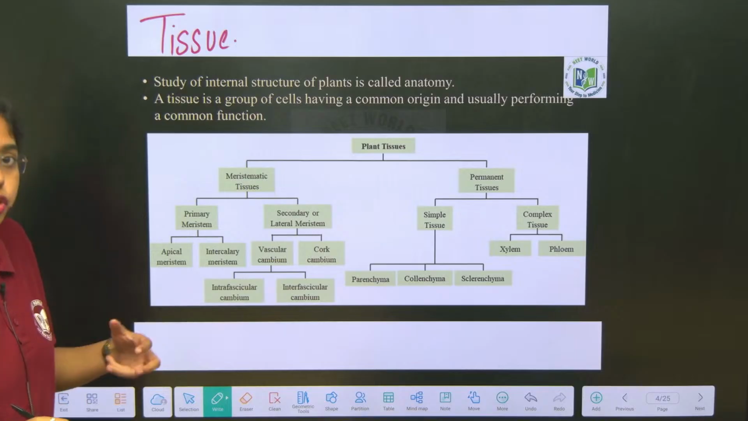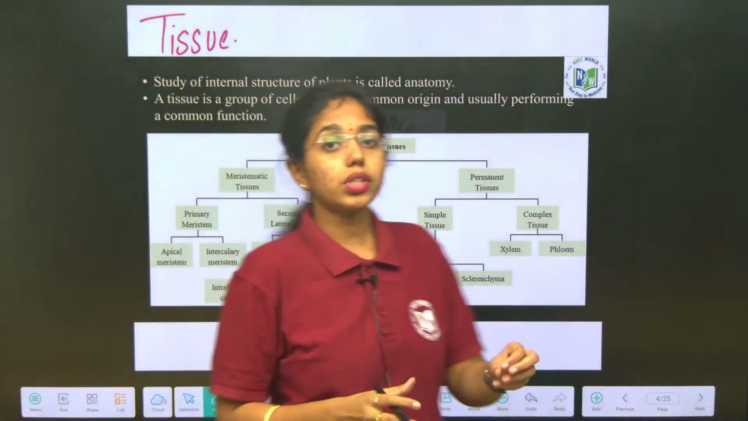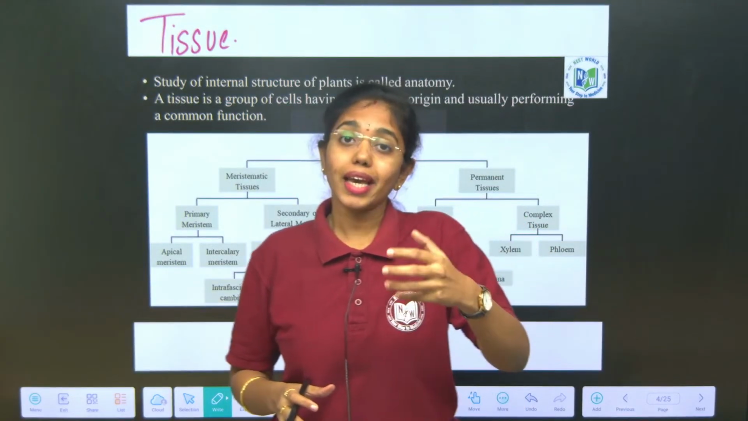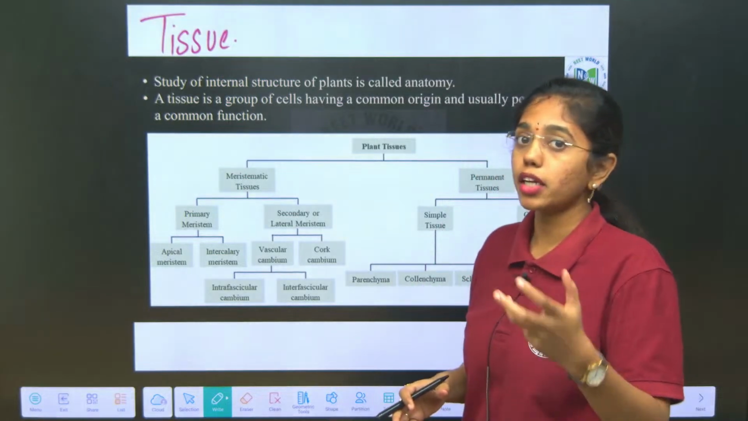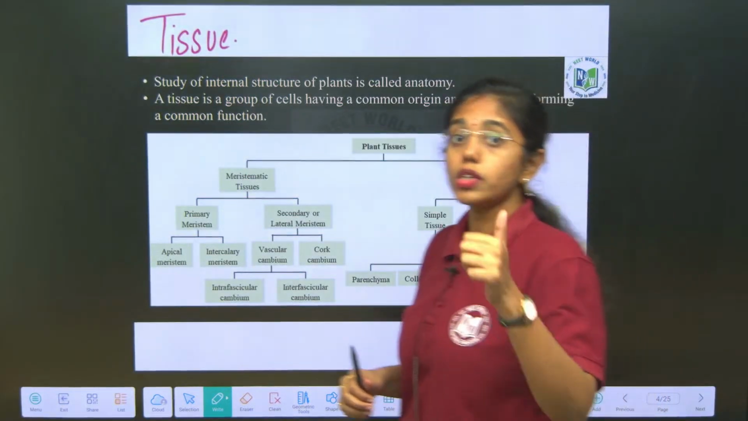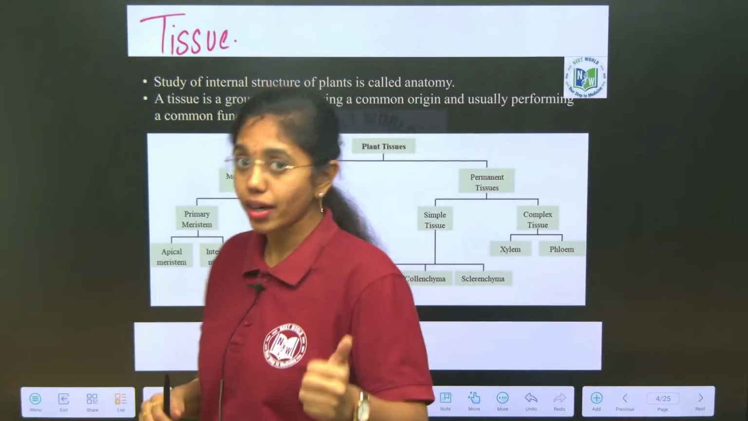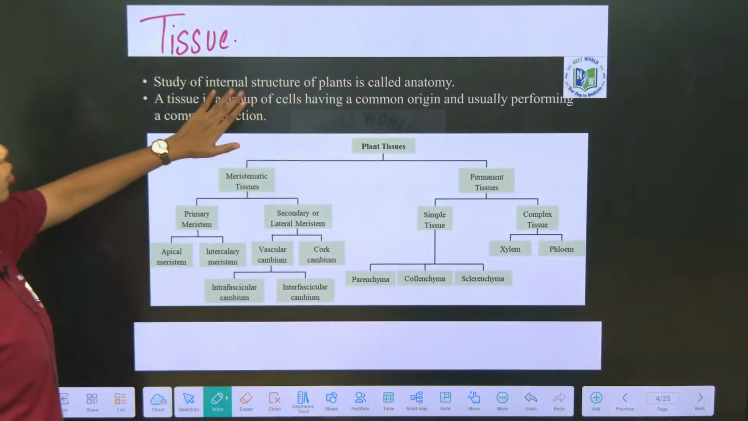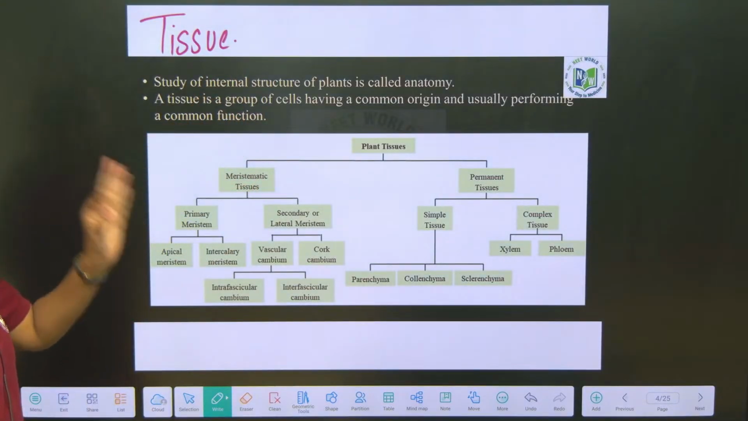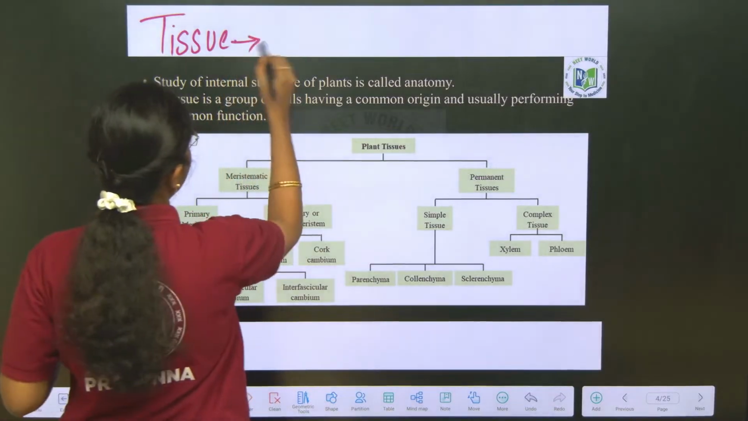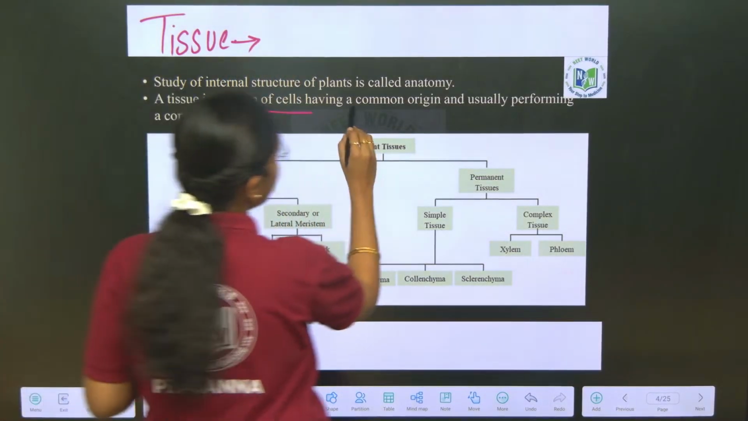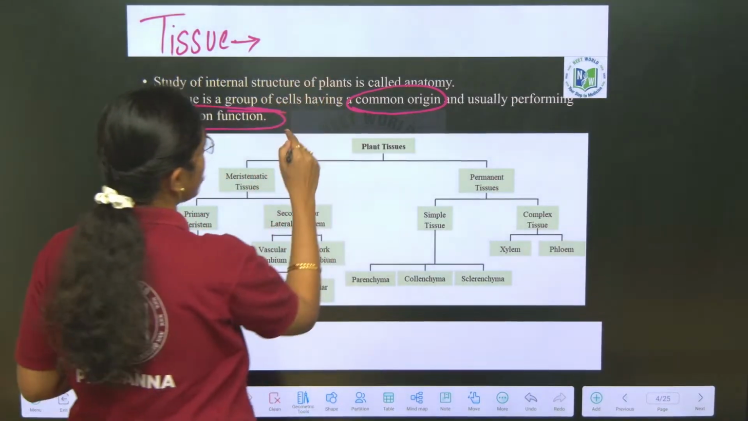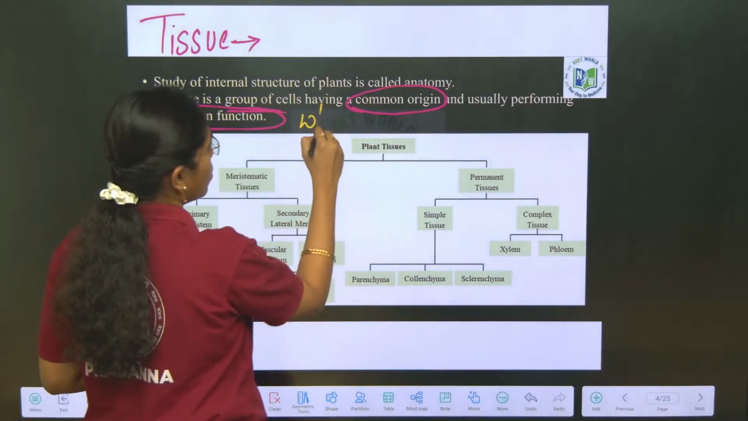You can define a tissue as group of cells which are common in their function and they have common origin, but they can exhibit structural similarity or dissimilarity. Group of cells which can be structurally similar or dissimilar, but they have common origin and common function. Such group of cells are considered as tissue. Very important definition, ma. Take a note of it, like group of cells having common origin, common function, which are similar in structure or dissimilar in structure.